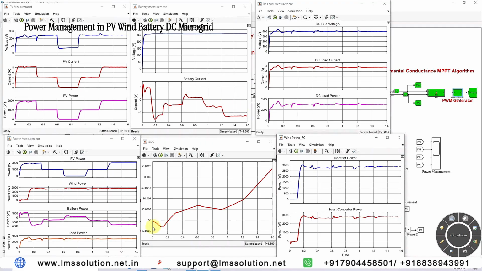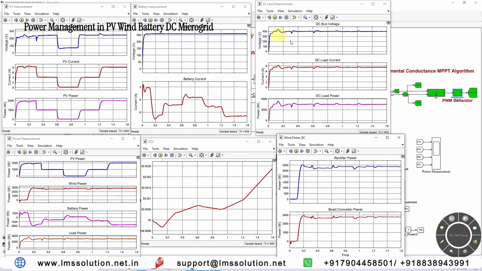Here you can see that initially the battery goes to discharging and comes to charging mode, and then again goes to discharging and then comes to charging mode. This nature depends upon PV power and wind power. Here you can see the PV power, wind power, battery power and load power. The power is managed according to the PV power, wind power and load power, and the battery goes into charging and discharging mode according to the variation of the source power, that means PV and wind power.